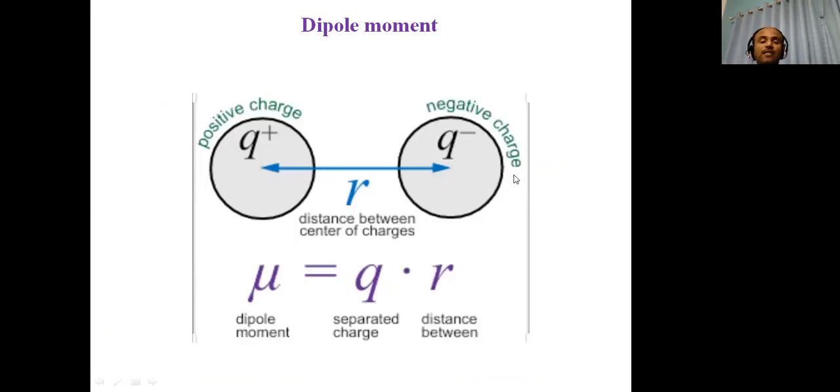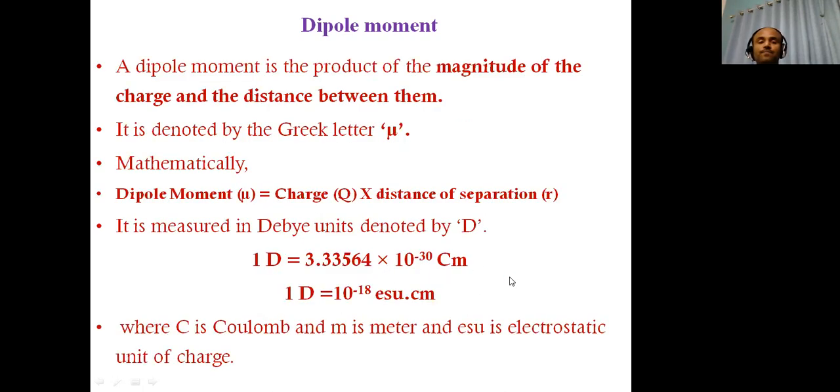Let us consider this example. Here we have two particles or two atoms forming a bond. One has a positive charge, another has a negative charge, and they are separated by the distance r. So the distance of separation between these two charged particles is r. Therefore, dipole moment mu is equal to q into r. q is the charge separation and r is the distance between them. So dipole moment is nothing but the product of charge and the distance of separation between them.